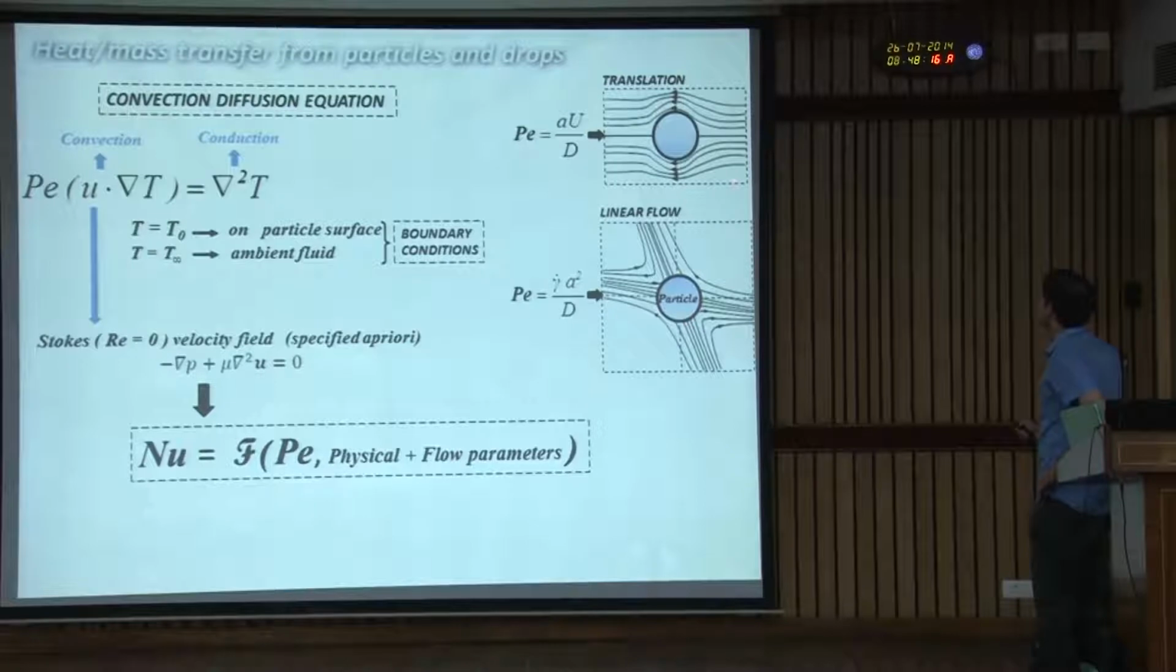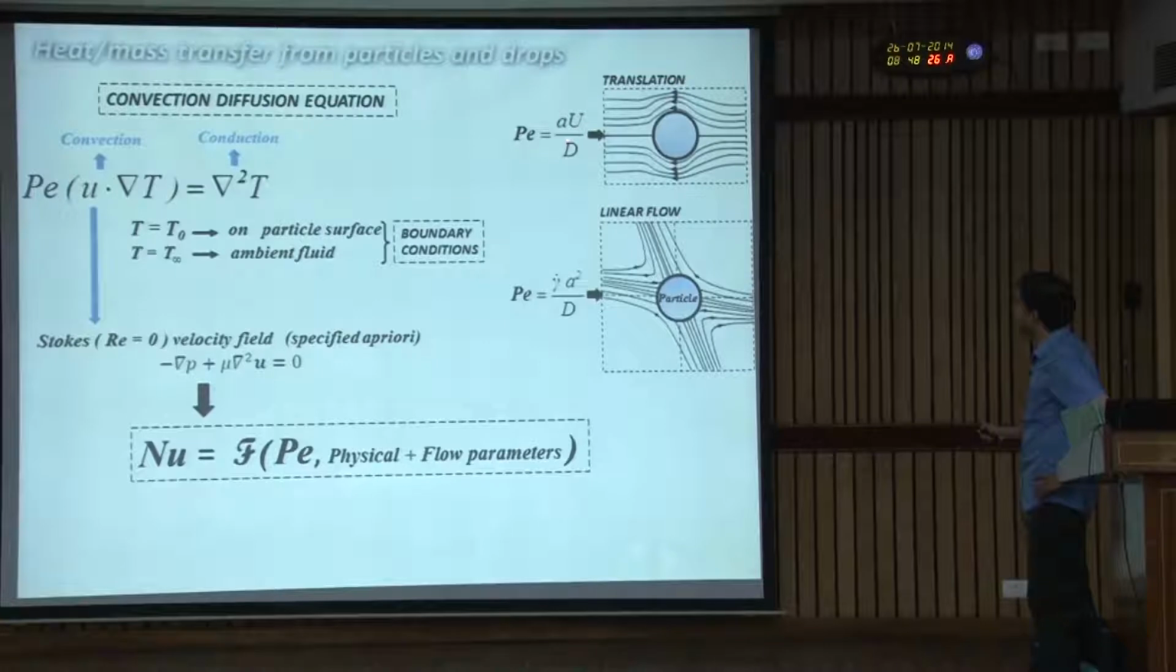And we have two problems, like I said, where there is a net slip velocity, so the fluid is streaming past the particle or drop. And here the Peclet is defined as AU by D, where D could be the mass diffusivity or the heat diffusivity. And then we have a linear flow.